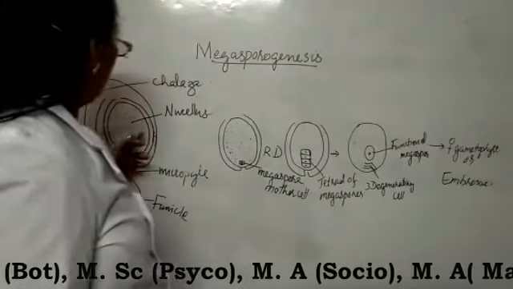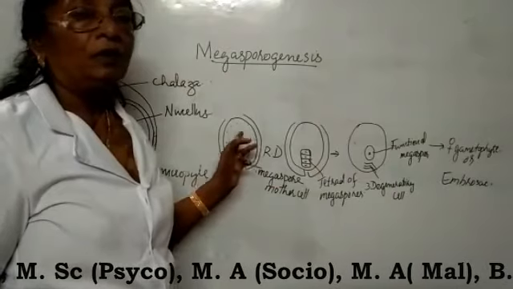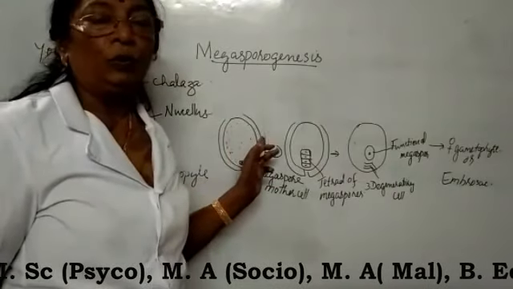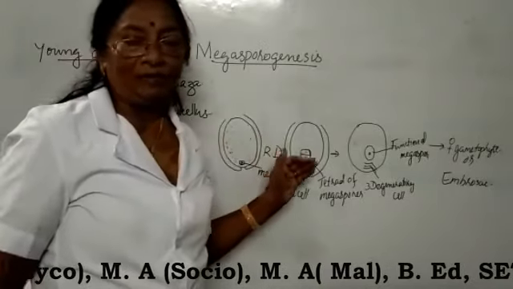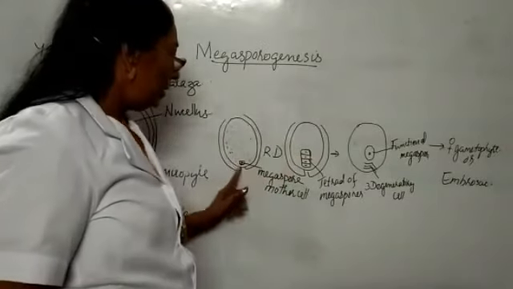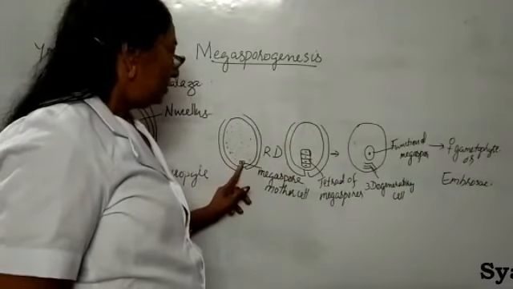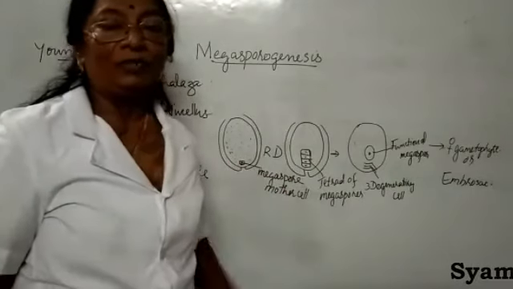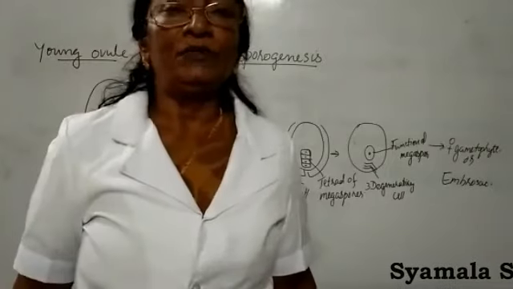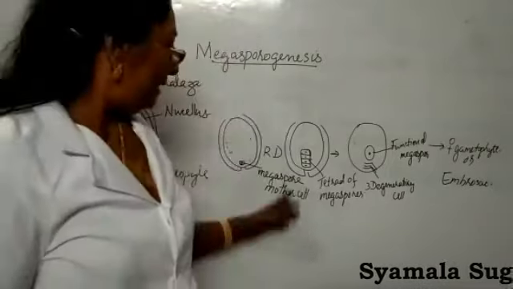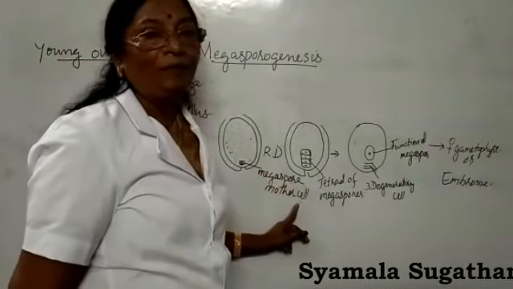Megasporogenesis. Within the young ovule, the homogeneous tissue called nucellus is there, which is rich in reserve food materials. And one among the nucellar cells towards the micropylar end enlarges by absorbing nutrients from the surrounding cells, and that cell becomes the megaspore mother cell.